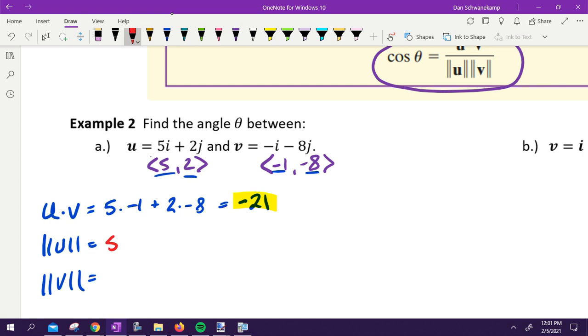Pythagorean theorem. She's got 5 squared plus 2 squared. 5 squared is 25 plus 4 would be 29. What would I need to do with that 29? Square root it. That is the magnitude of u.